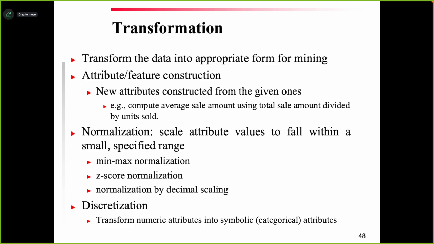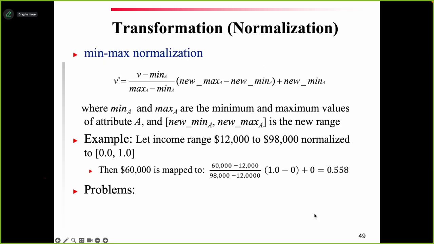Min-max is one, then z-score normalization is another method, and finally normalization by decimal scaling. I'm going to explain these three, followed by discretization, which is just converting your numeric attributes into categorical attributes. So this is a formula for min-max normalization.